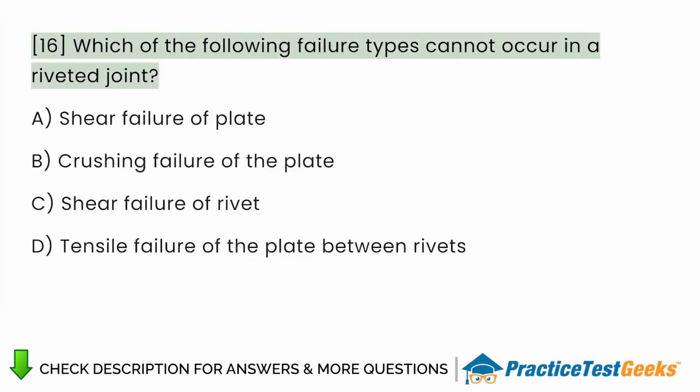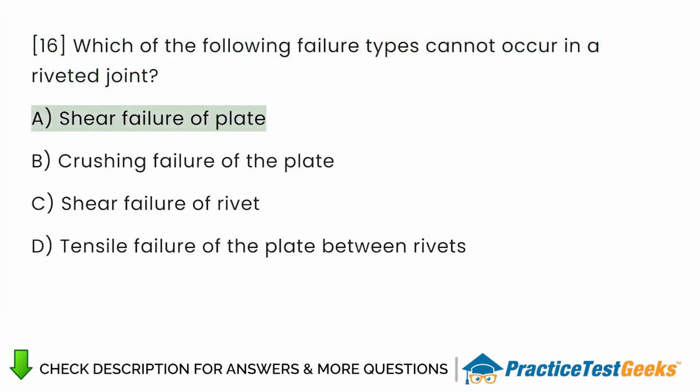Which of the following failure types cannot occur in a riveted joint? A. Shear failure of plate. B. Crushing failure of the plate. C. Shear failure of rivet. D. Tensile failure of the plate between rivets.